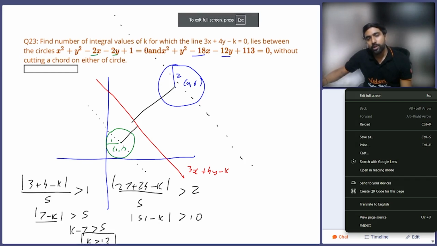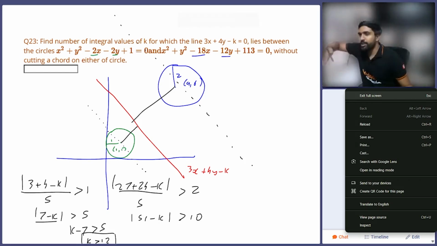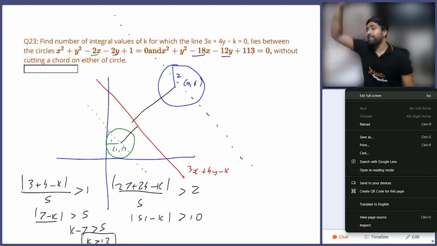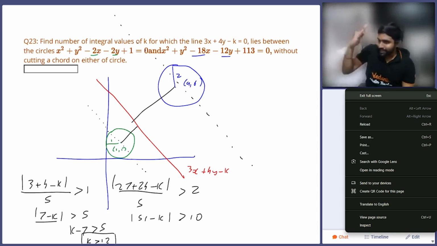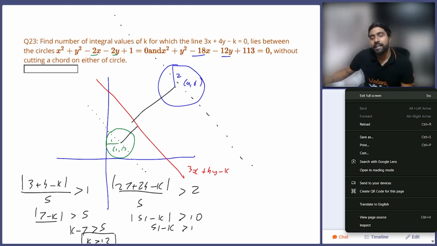Similarly, at k equal to 51, the line will pass through the center, but now I don't want the line to be above this bigger circle. It has to be below the bigger circle. So I will ensure that k is less than 51, which means this opens as 51 minus k greater than 10. That gives minus k greater than minus 41, so k is less than 41. So I've got the condition that k lies between 12 and 41. This is the entire condition that we have.